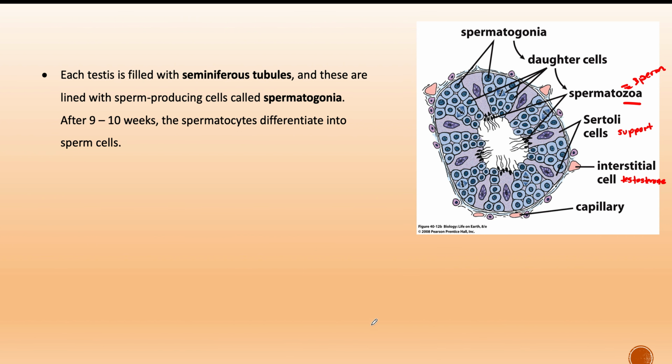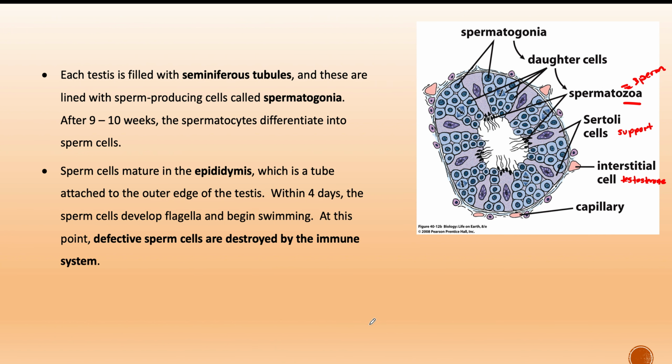But fortunately, we're making it all the time, so there's a continuous production. Sperm cells mature in the epididymis, which is a tube attached to the outside of the testes. Within 4 days, the sperm cells develop flagella and begin swimming. At this point, and this is an important one, we have some fail-safes in place. Defective sperm cells are destroyed by the immune system. So not all of them make it.